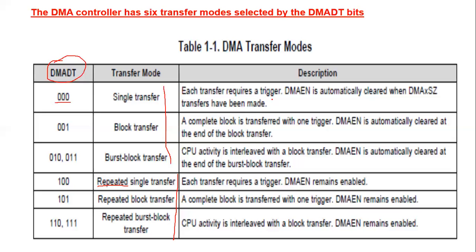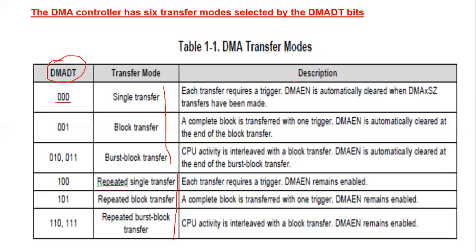That means for every one trigger, one data will be transmitted. At that time, DMA enable is automatically cleared. That means once DMA SZ, that is, the data are transferred. SZ is used for the number of data. Suppose you transfer 10 datas; if you give one trigger, one data will be transferred.